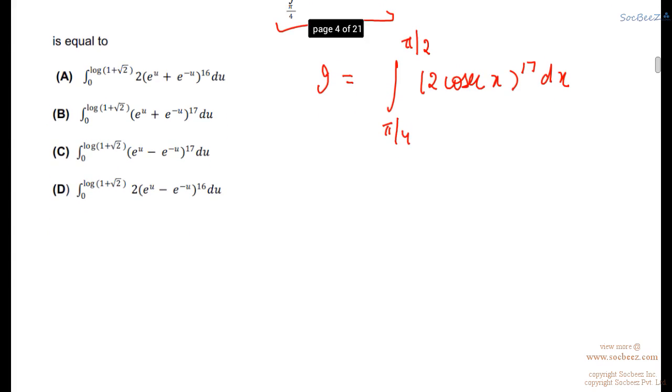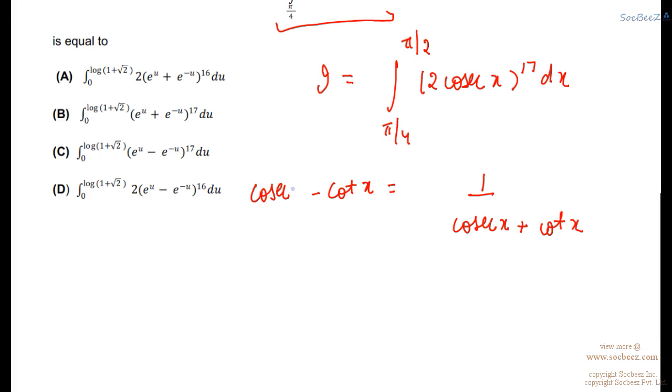Now since we know that negative of cot x equals 1 upon cosec x plus cot x. No, not negative of cot x here. You can write here negative of cot x plus cosec x.